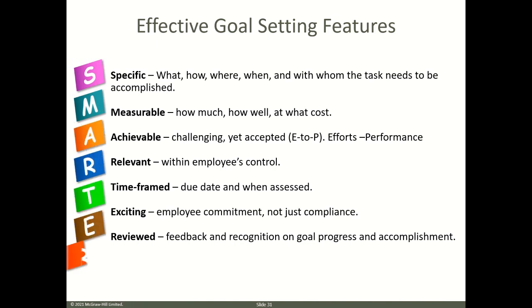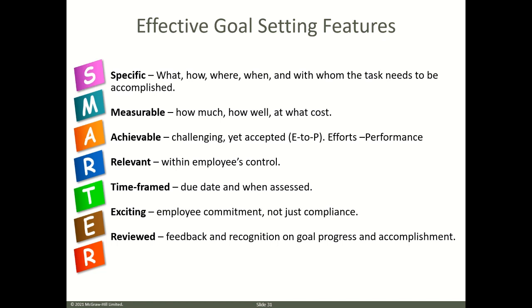Now look at this. You have effective goal setting features. How can you set your goal for yourself in the organization or for any purpose? Sometimes we say the goal should be SMART, but it should be SMARTER. S stands for specific: what, how, where, when, and with whom the task needs to be accomplished. You want to accomplish the task. What is the task, and how can it be completed? Where should it be done, when, and with whom? Be specific with the task.